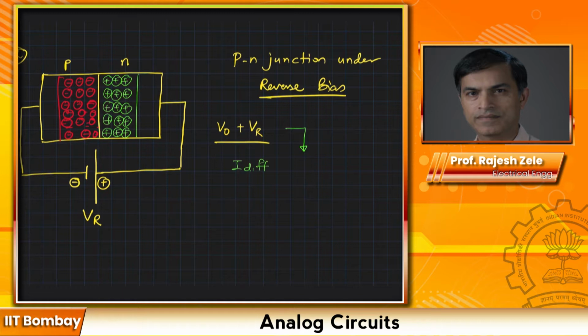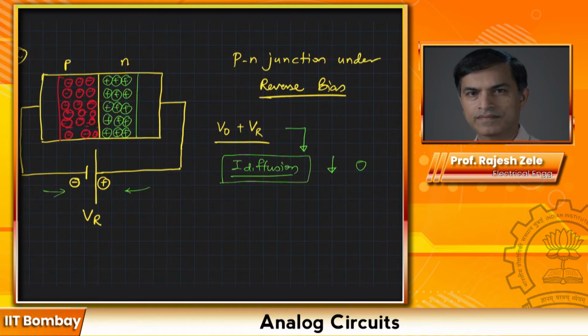diffusion current will reduce substantially, almost to zero. Okay, because we don't have any excess carriers or the concentration of holes on the p type and electrons in the n type, because they all will get sucked into the battery. Okay, because we are applying negative potential to the p type and positive potential to the n type. So as a result of which the diffusion current will drop down to zero.